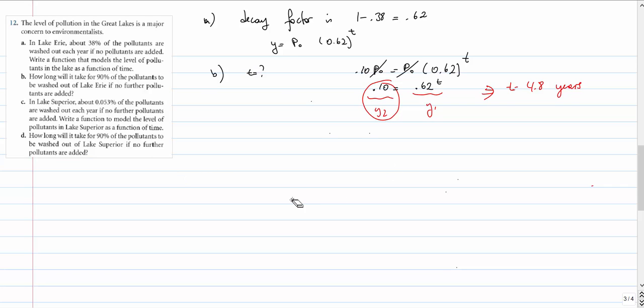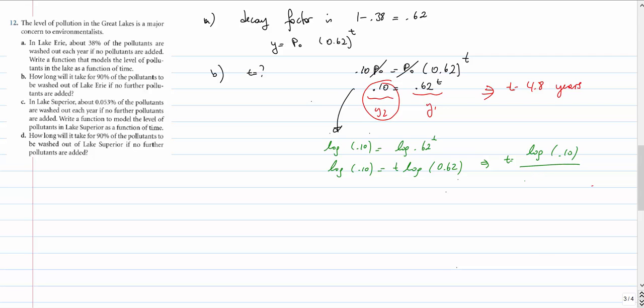If you wanted to solve this algebraically, this is what I would do. I'm going to take log of both sides, then T times log 0.62. From here, T is equal to log 0.10 over log 0.62. This should give you 4.8 years.